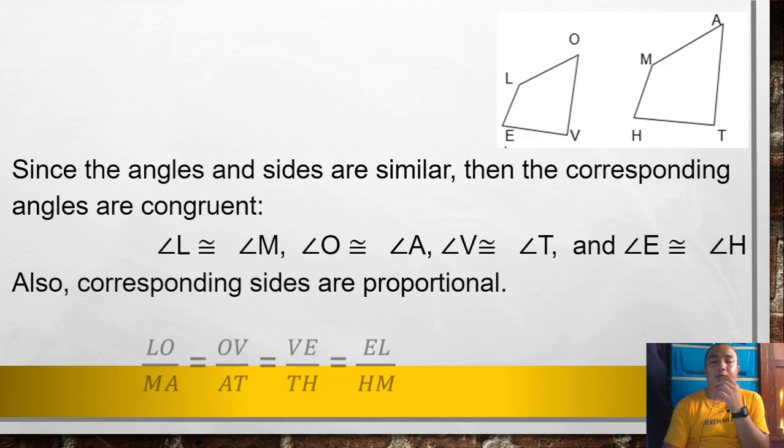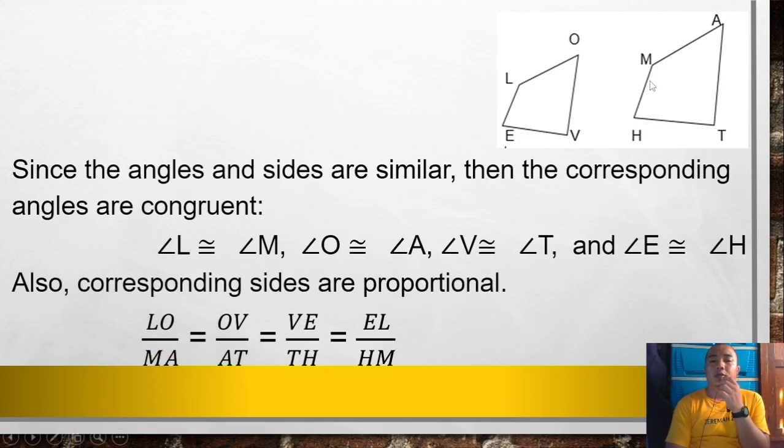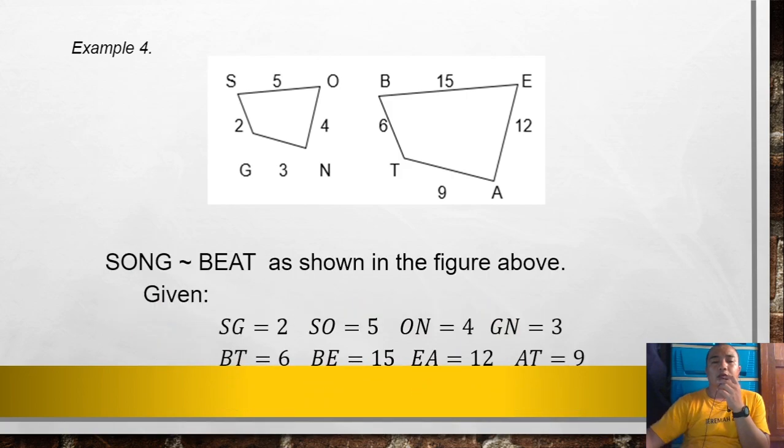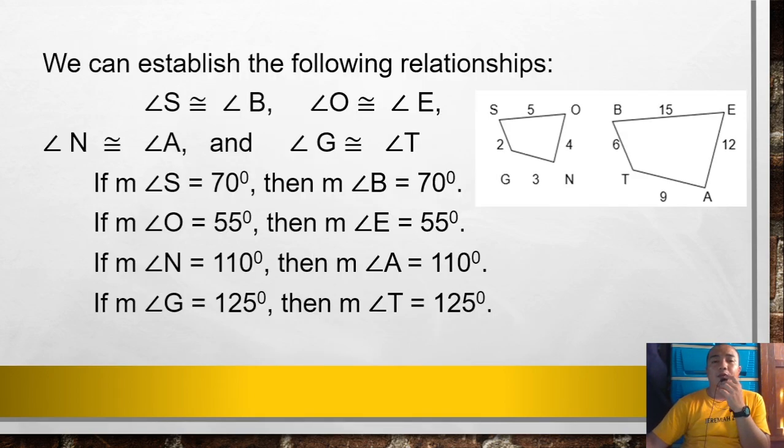Also, the corresponding sides are proportional. LO over MA is equal to OV over AT is equal to VE over HT is equal to EL over MH. Okay, we have here two similar quadrilaterals with the given sides. We have quadrilateral SONG and quadrilateral BEAT. SONG is similar to BEAT, shown in the figure. SG is 2, SO is 5, ON is 4, GN is 3, BT is 6, BE is 15, EA is 12, AT is 9.